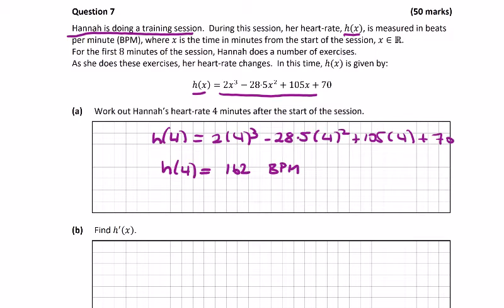H prime x, just differentiate, you can do it straight away. 3 by 2, you know the rules here, otherwise you wouldn't be watching the video. 6x squared minus 57x plus 105 is the differentiated h of x, h prime x.